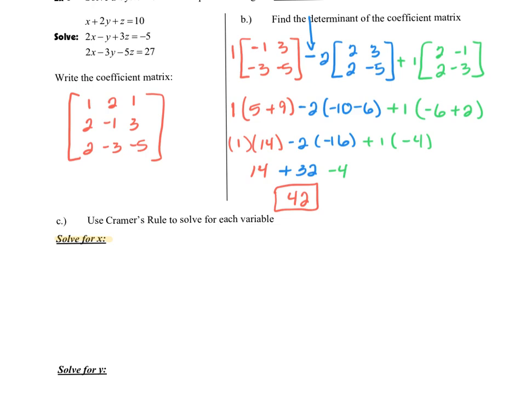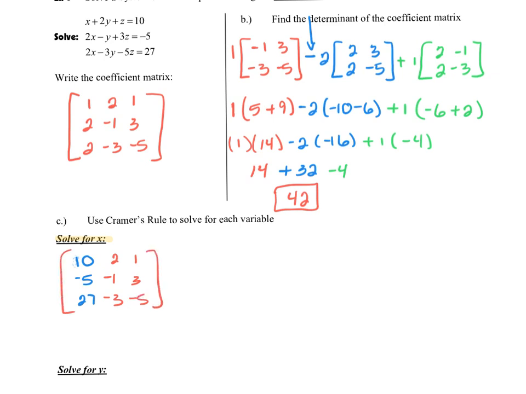Now, this gets a little bit tricky. What we're going to do is replace the first column of the coefficient matrix with the constants. So since I'm solving for x, I find the column that represents the x's, and I replace it with the constants. So my 3 by 3 matrix now looks like a 10, and then a negative 5, and a 27, and then the rest of the coefficient matrix just gets rewritten. 2, negative 1, negative 3, 1, 3, negative 5.